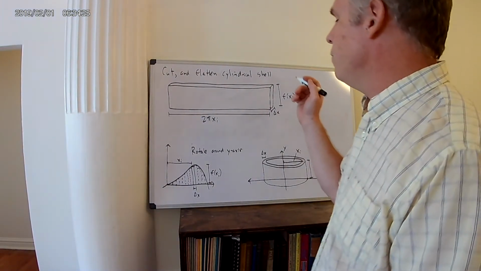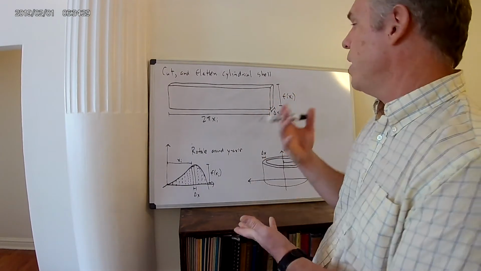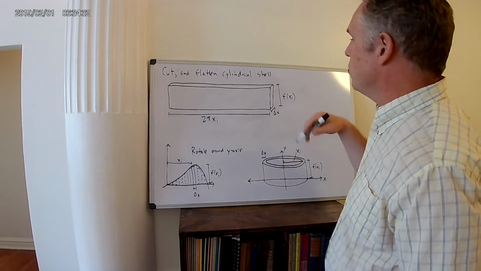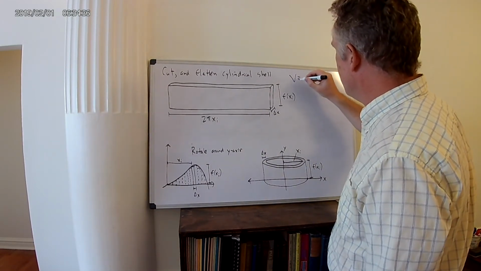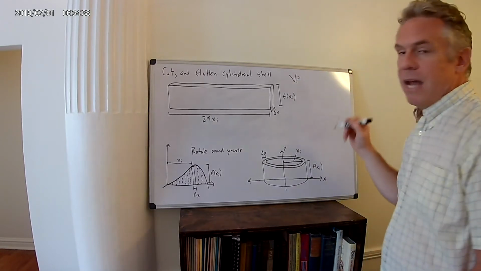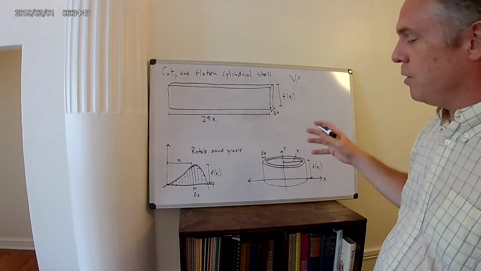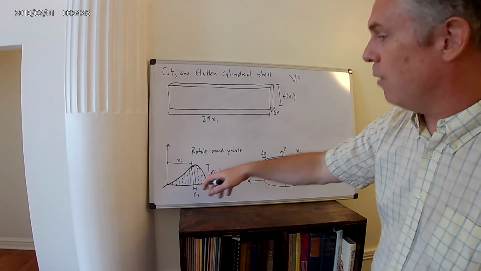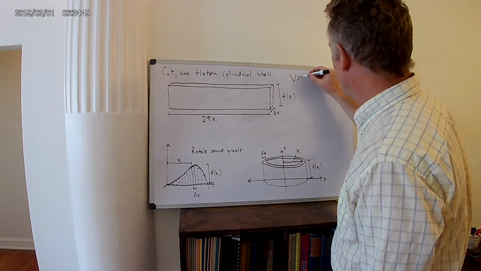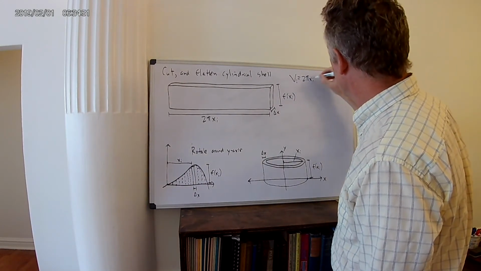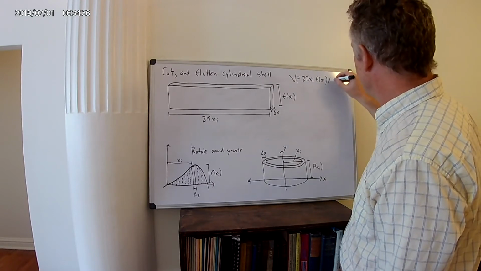Now we can calculate the volume of this slab just by calculating the volume of a rectangular shaped object. The volume is just the length times the width times the height. So the volume of the ith cylindrical shell that makes up this solid of rotation is going to be equal to 2 pi x sub i times f of x sub i times delta x.